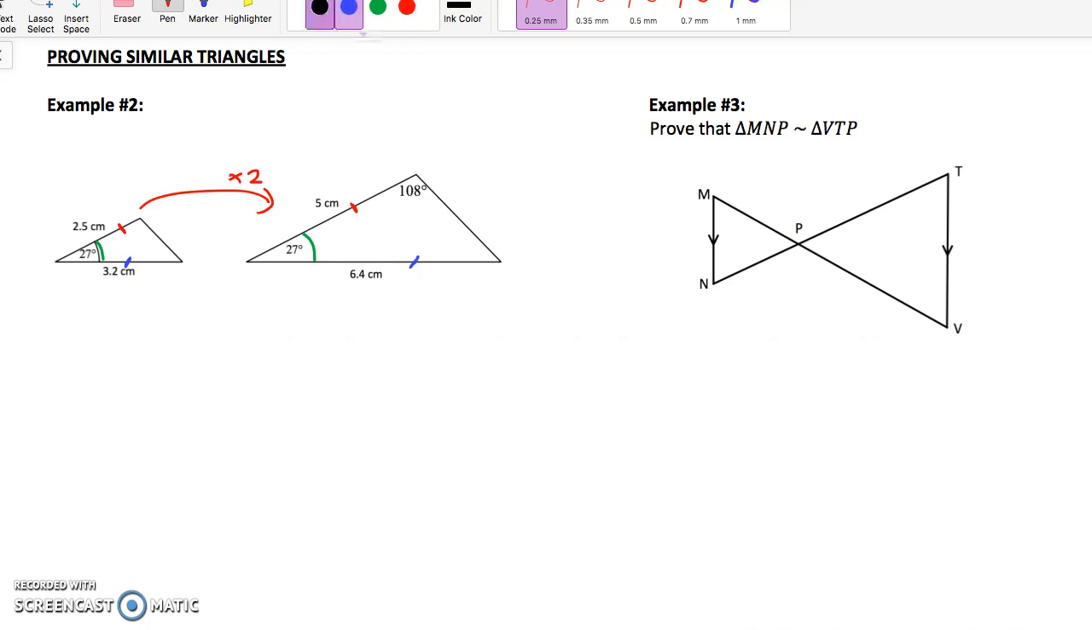So what we need to do is label these sides. I'm just going to call this A, B and C on the vertices, and then I'm going to use X and then Y and Z.